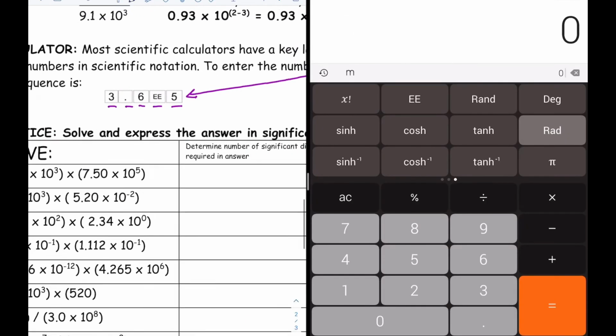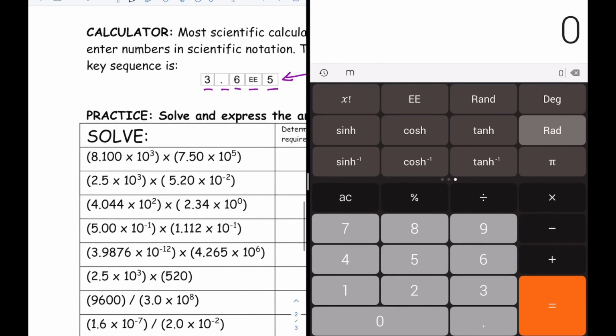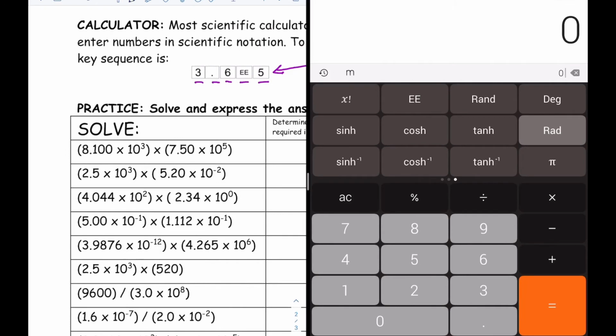Solve and express the answer in significant digits and in scientific notation. So we'll take a moment and select the 4 problems that we'll be doing together and determine how many significant digits are required in our final answer. So let's start with the first problem.